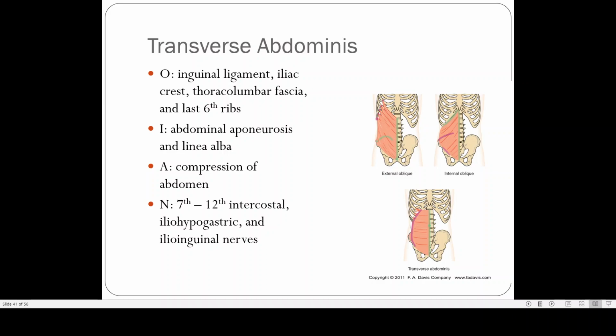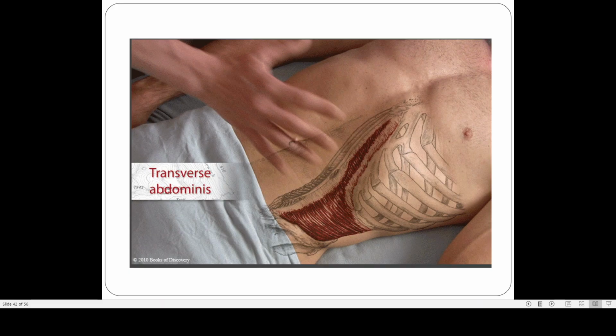So it's not actively flexing the trunk, but it's providing that compression, that stability and support of our core so that all of our other muscles can work most efficiently. Innervation: 7th through 12th intercostal, iliohypogastric, and ilioinguinal nerves. And there you can see that transversus abdominis. Transverse abdominis, transversus abdominis, you'll hear it both ways.